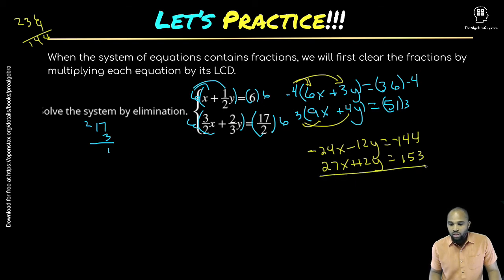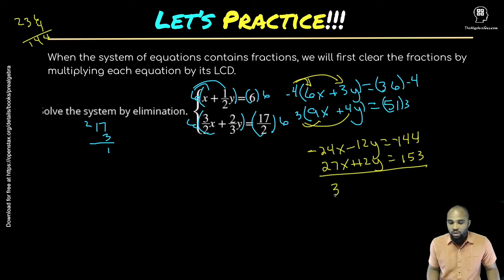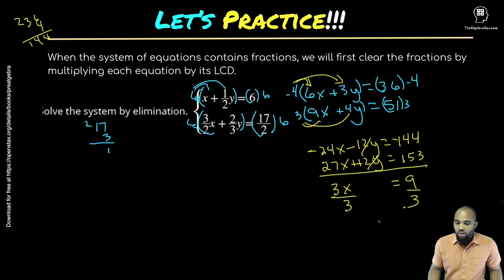Now, let's see if this helps us. Negative 24x and 27x is a 3x. These cancel. And I'm left with, okay, this is not too bad. The difference is 9, it looks like. So we got a 9. Hey, that worked out pretty good. Dividing by 3 gives us x equals 3.